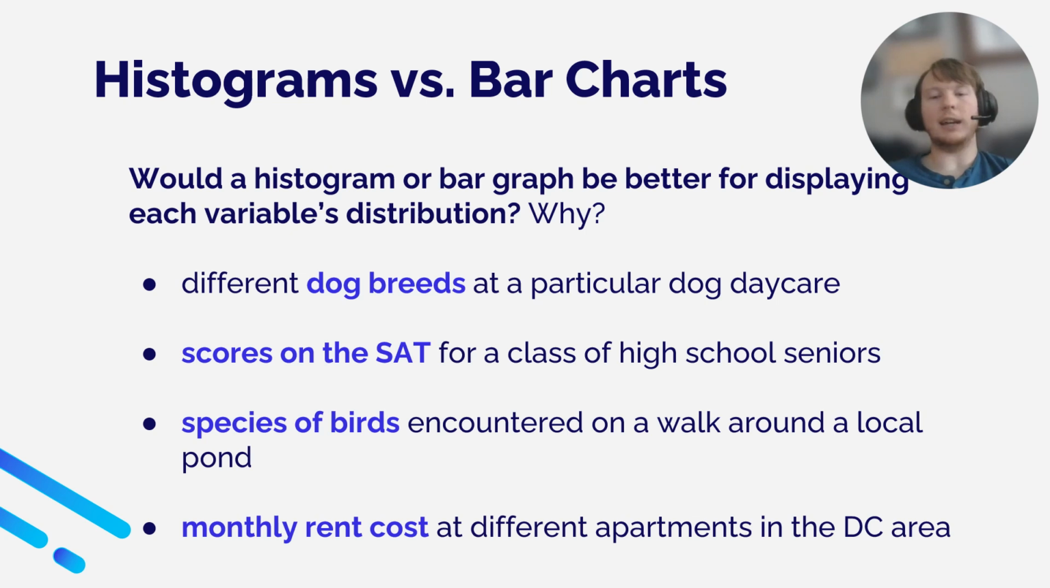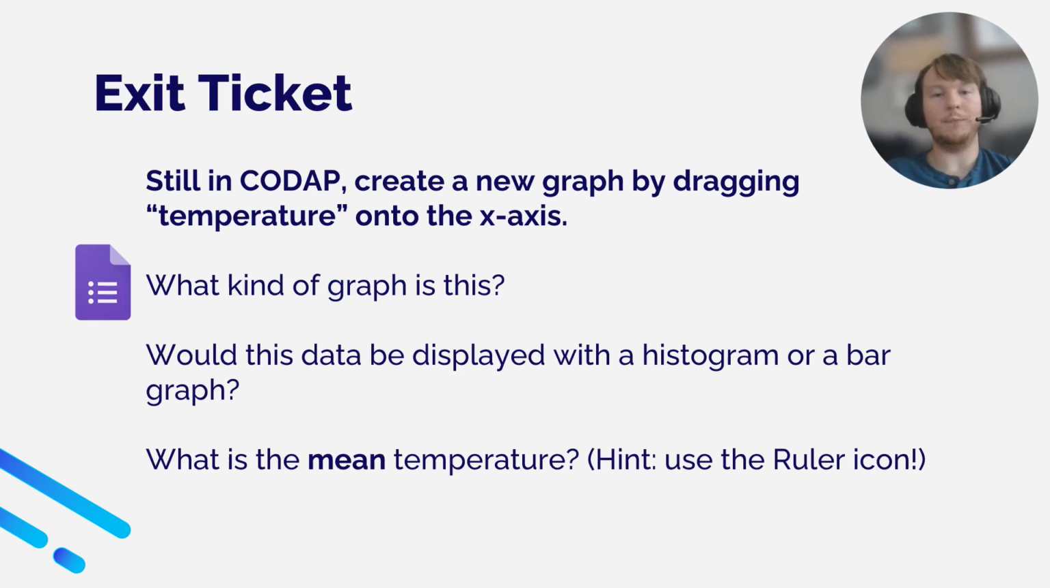Species of birds encountered on a walk around a local pond. Here we would probably go with a bar chart since this is categorical. And monthly rent costs at different apartments in the DC area would be a good opportunity for a histogram since monthly rent cost is a continuous variable.